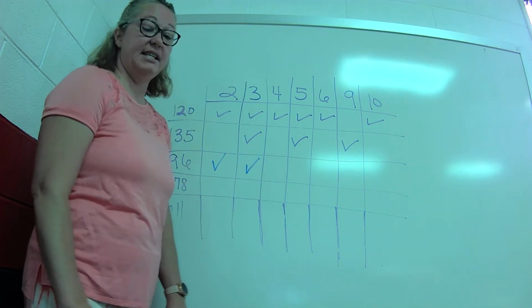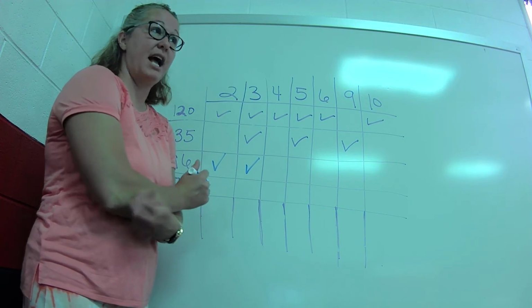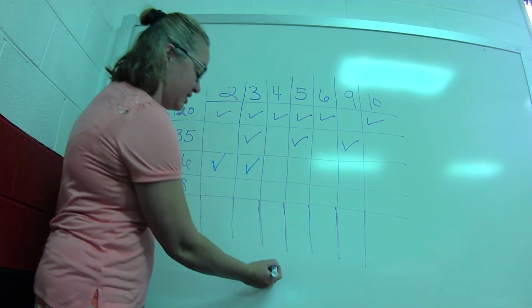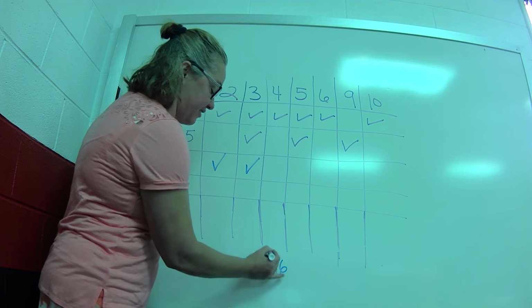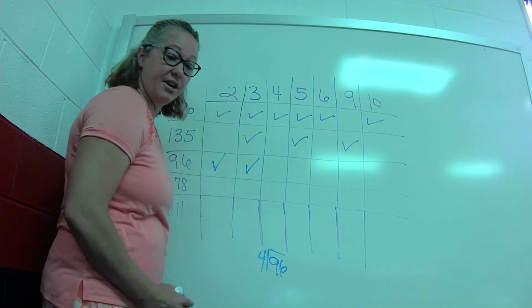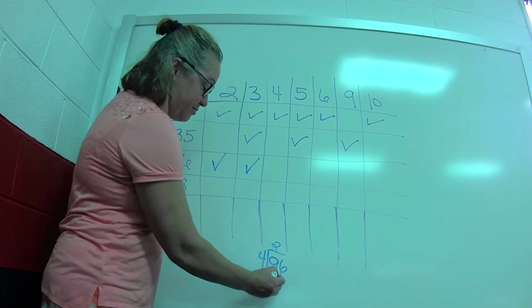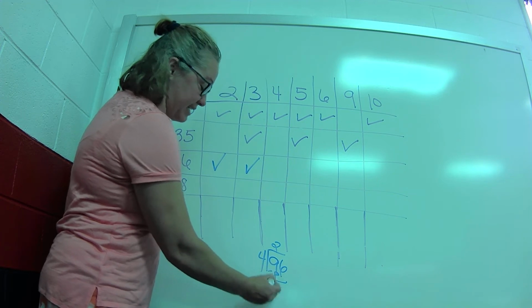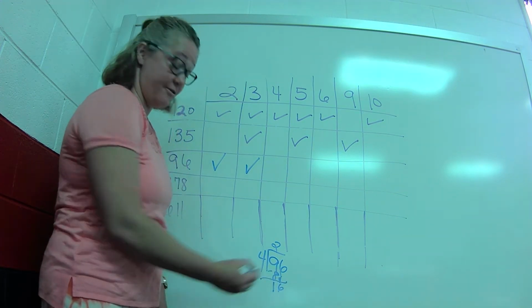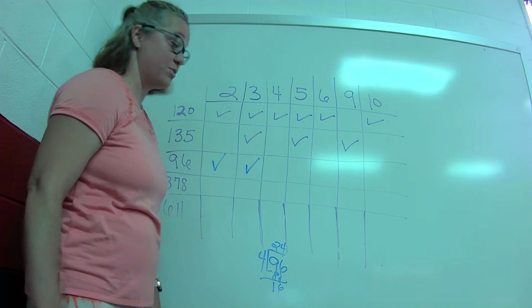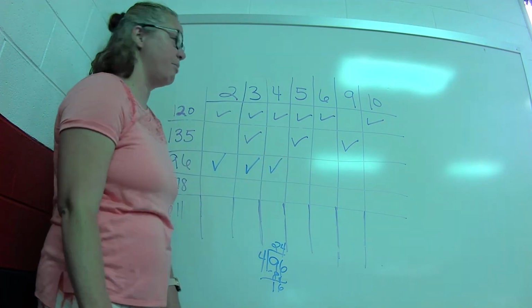Does 4 go into 96? Well, sometimes we're going to have to just take the last 2 digits and do 96 divided by 4. 4 can go into 9 2 times. That gives me 8. Then I subtract. I get 1, I bring down the 6 to get 16, and 4 does go into 16. That would give me 24. So yes, it's divisible by 4.